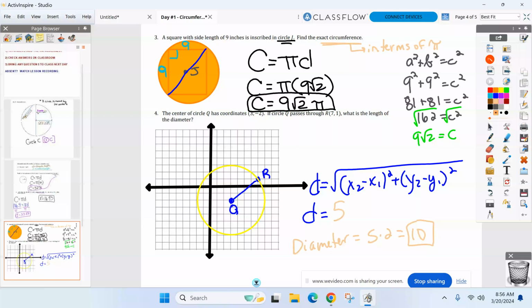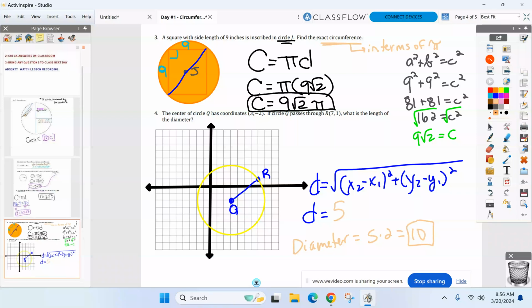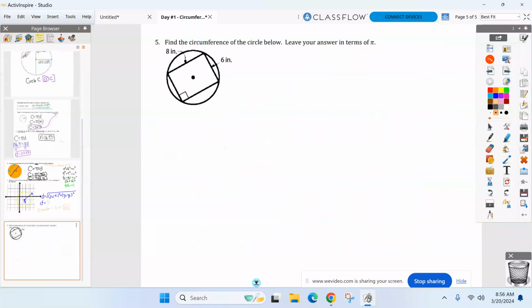All right, you're on the last one, on your own. Okay, I got a rectangle now, inscribed. A rectangle inscribed. What's the circumference in terms of pi? Leave pi in your answer. So again, got to find the diameter some way. Got to figure out a way to find the diameter in this one. How can I find the diameter in that inscribed rectangle?